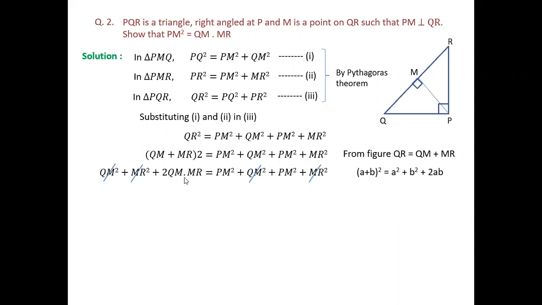So what is left here? We are left only with these two terms. So here this and here PM and PM. PM plus PM is 2PM. So 2QM into MR is equal to 2PM. Here 2 cancels with this 2. Therefore, QM into MR is equal to PM square. Think clear.